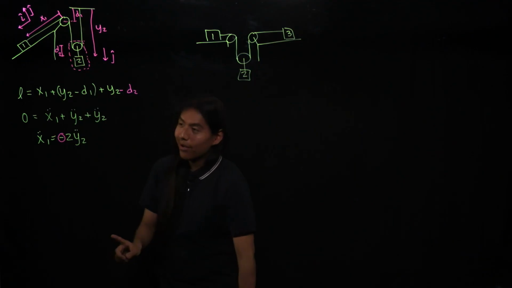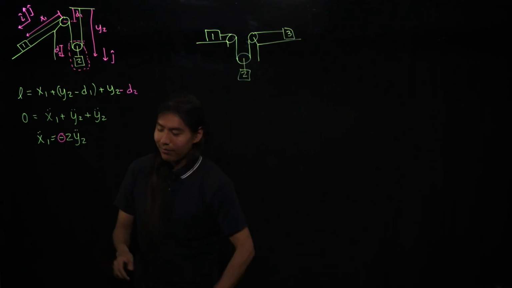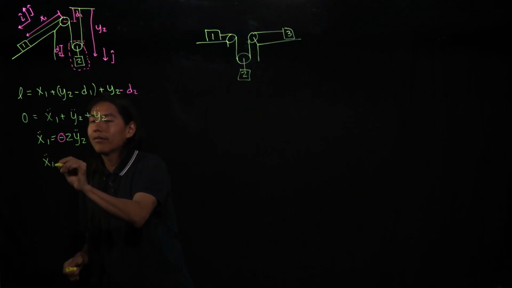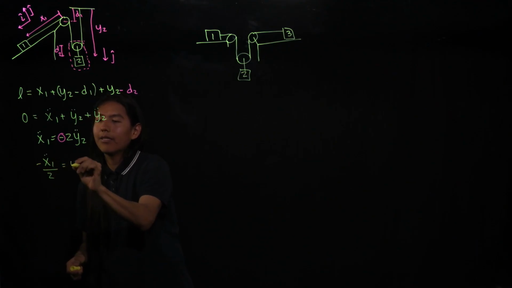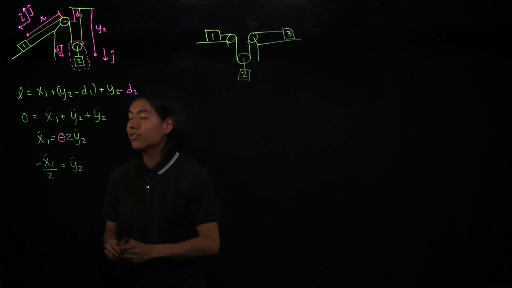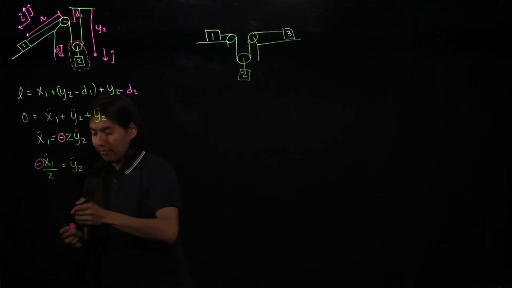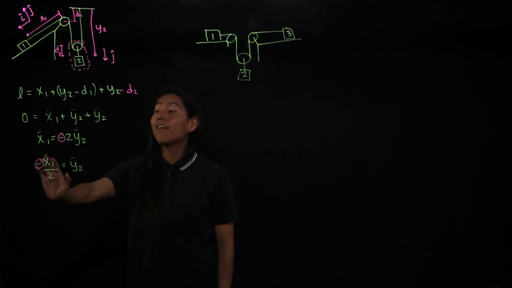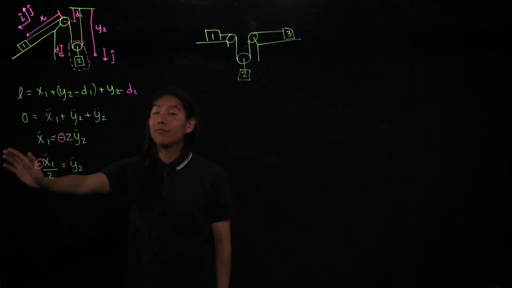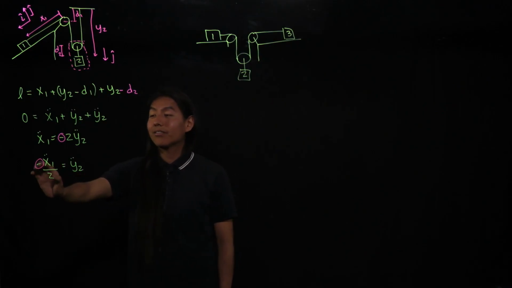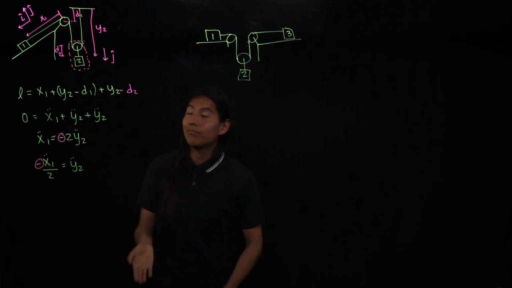Oh wait, I'm sorry, I misspoke a little bit. In particular, let me rearrange this a little bit, like so, just to facilitate our discussion. What this means in words is if x1 moves in the positive direction, y2 will move in the negative direction by half that amount. Let's make sure that makes sense.